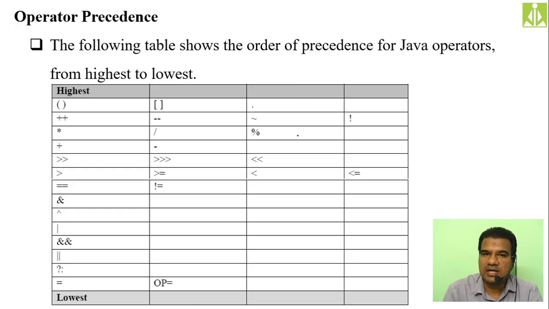And then precedence and associativity, whenever we have complex expressions. Whenever we have complex expressions, it means in an expression if you have more than one operator, then there is a confusion about which operator we have to evaluate first and which operator we have to evaluate next.